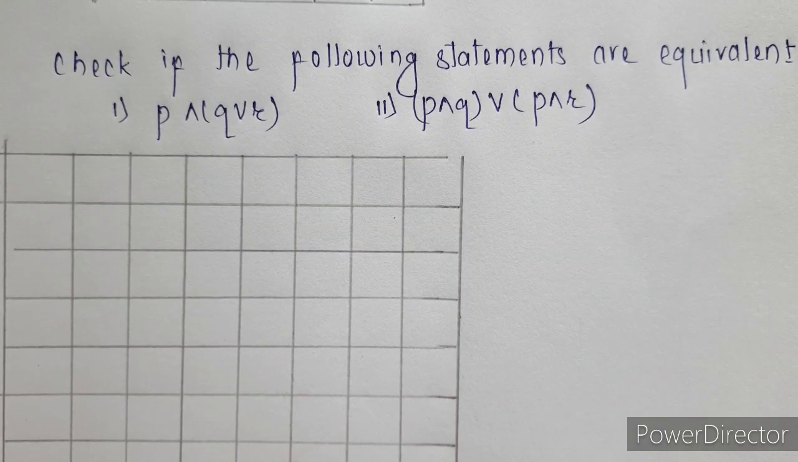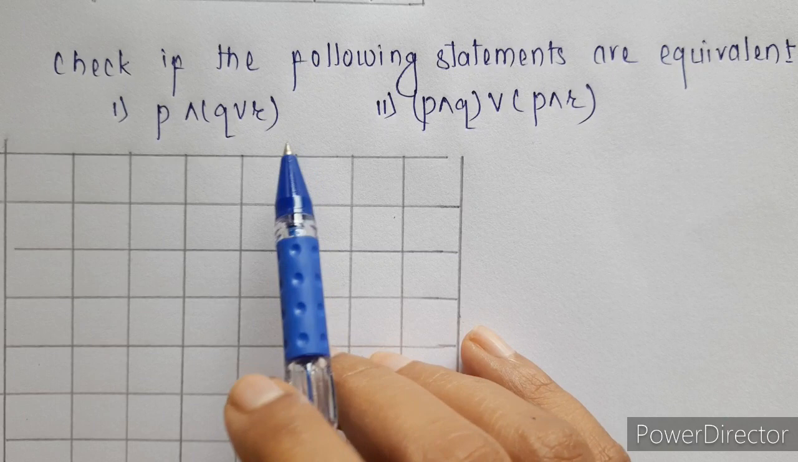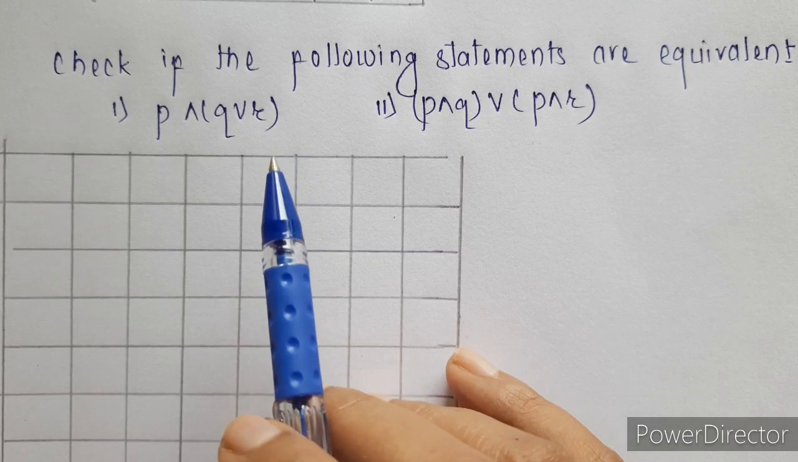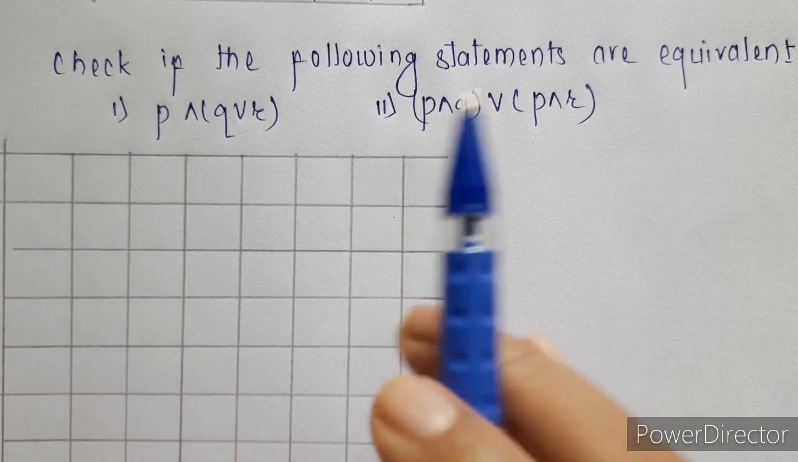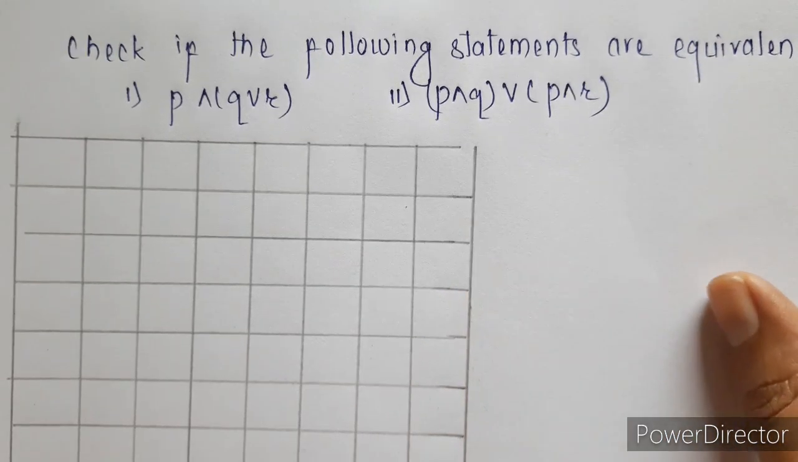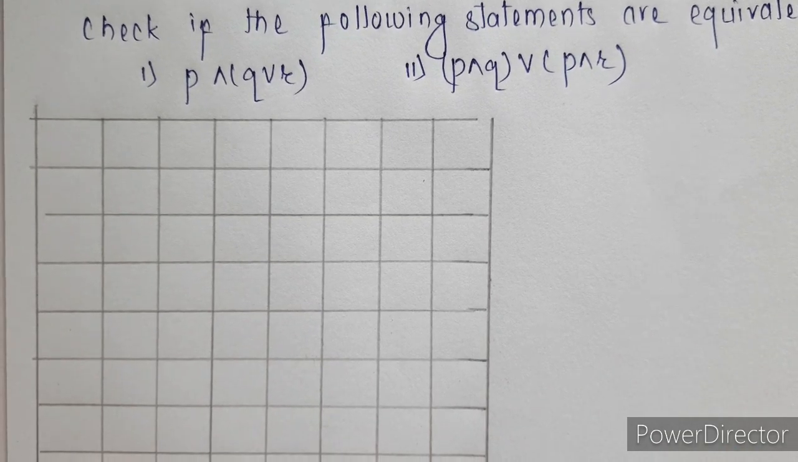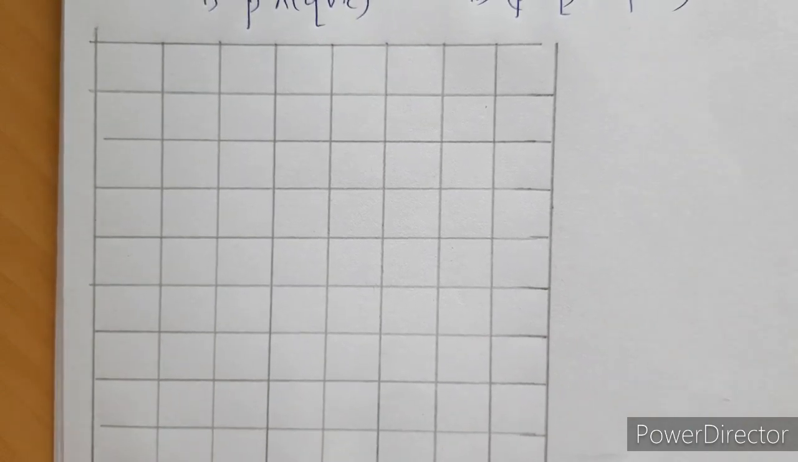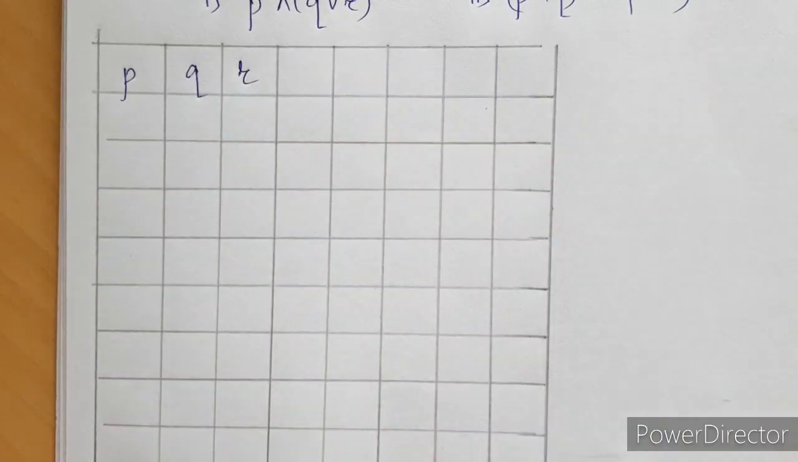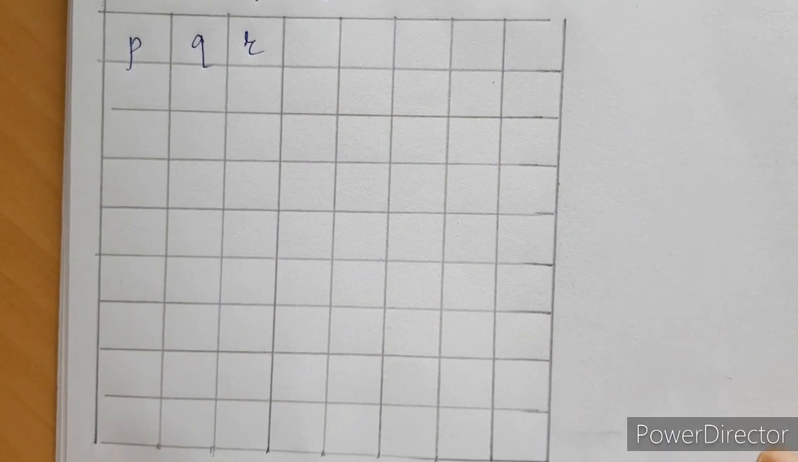Next example, here we have to check if these two statements are equivalent. Now let's start with the first one. In the first one, we have to write the truth table for P and Q or R. So always start with the bracket first. Now before starting with the question, let's write the conditions. In both the cases we have three statements, P, Q and R. So we have to write a total of 8 cases. Since there are 3 statements, there will be a total of 8 cases.